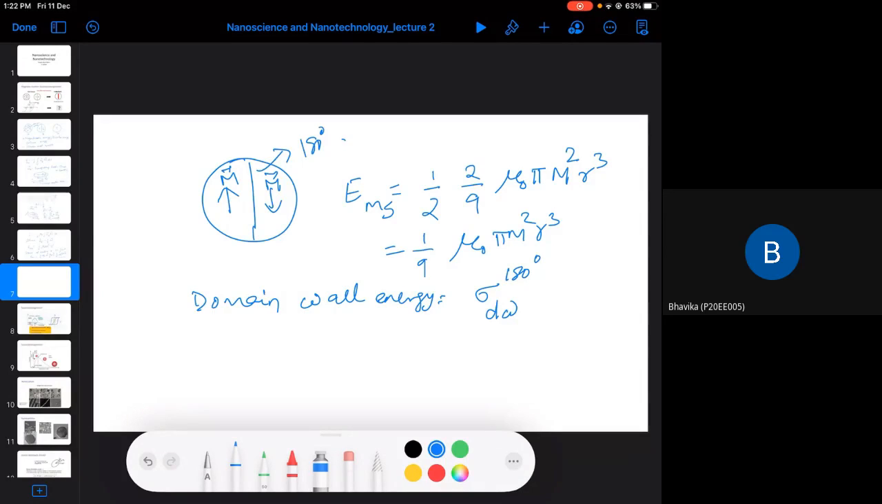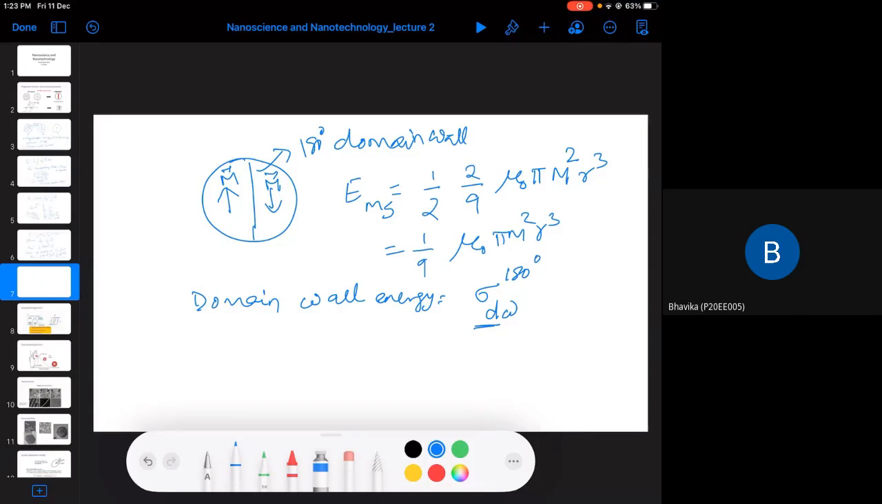So normally it is called a 180-degree domain wall. Why? Because the magnetization is rotated by 180 degrees across this domain wall. So it is, let's say, pointing at 0 in one domain and 180 degrees in the other domain. Therefore it is called a 180-degree domain wall. So this is the extra energy that it will cost to create these domains.